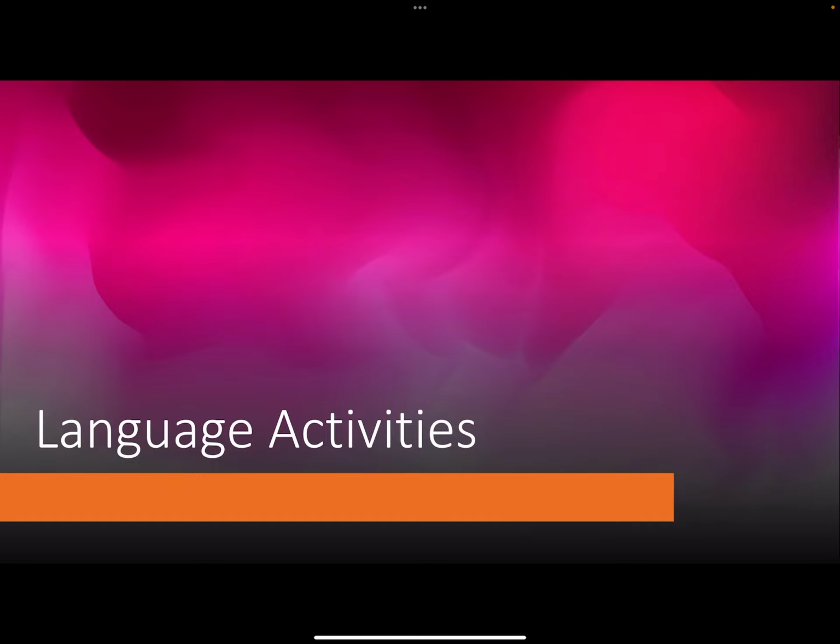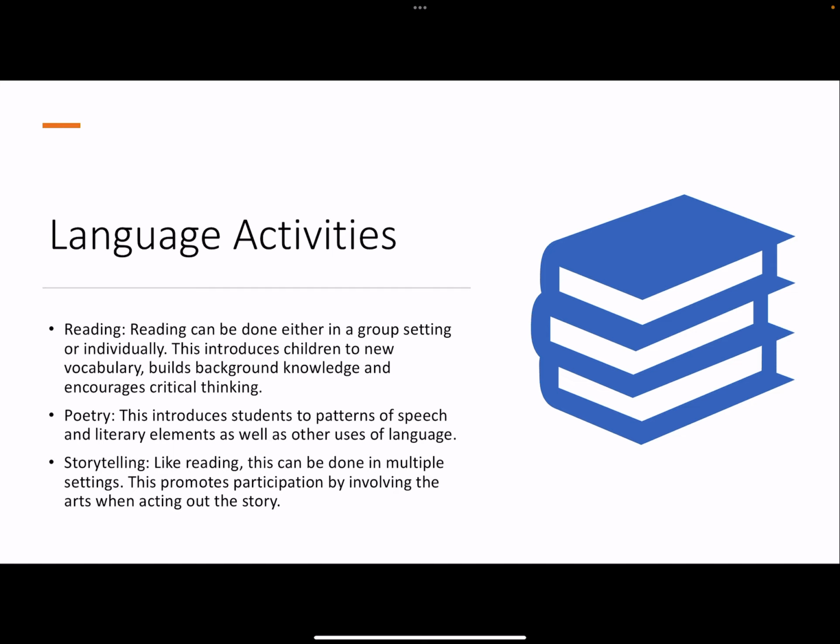And then I think finally it was language activities. So the 3 of these that were listed was reading, poetry, and storytelling. So reading can be done either in a group setting or individually. It can be done small group, whole class, or independent reading. So this introduces children to new vocabulary. It also builds background knowledge and encourages critical thinking.